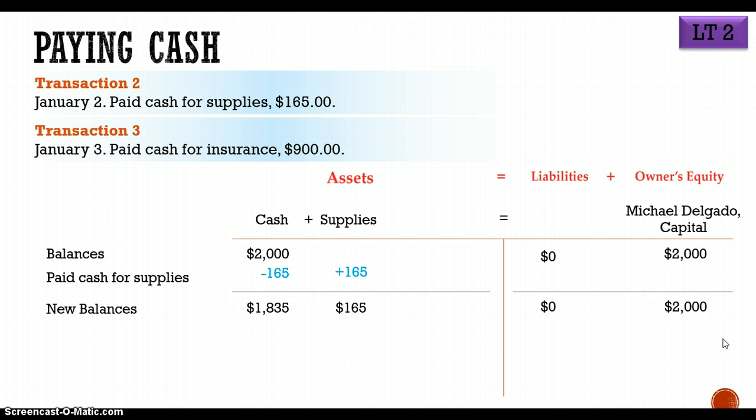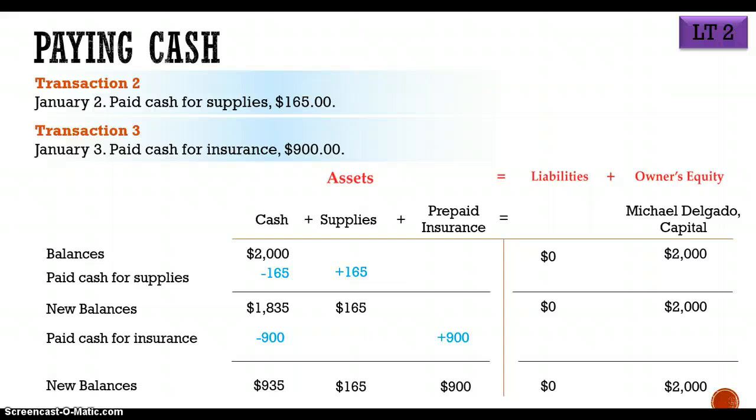For transaction 3, we paid cash for insurance. This is a very similar transaction like we just did. So we pay cash for insurance. We do not currently have insurance listed as one of our account titles, so we need to add that. So we're doing cash and prepaid insurance. We're paying cash $900, so we subtract 900, but we have to add 900 into our insurance. And we carry our new balance forward. If you add 935 plus 165 plus 900, it should equal 2,000 and balance with our owner's equity.